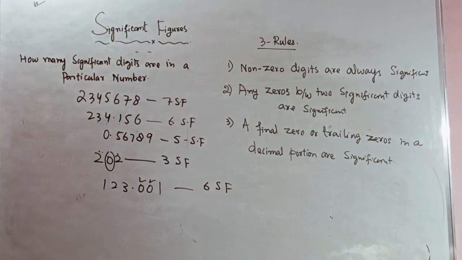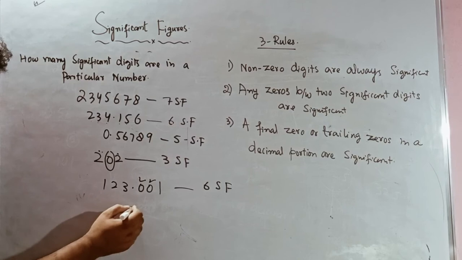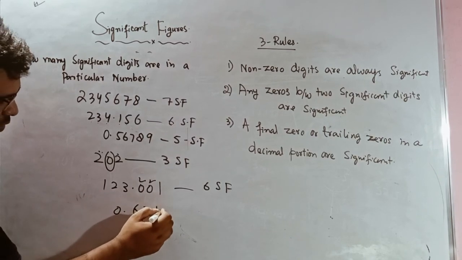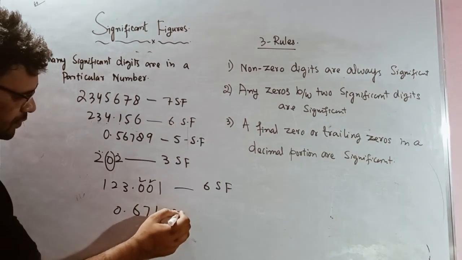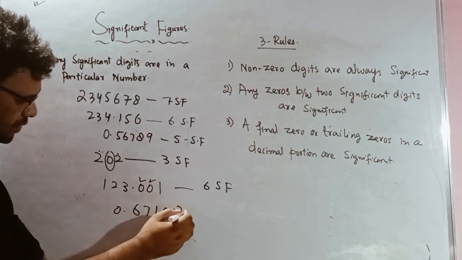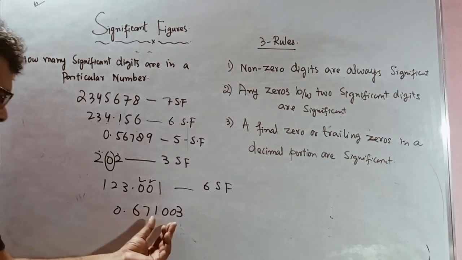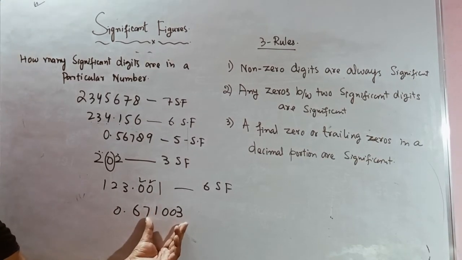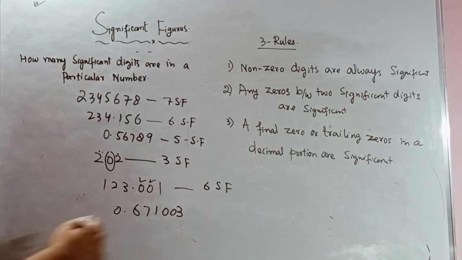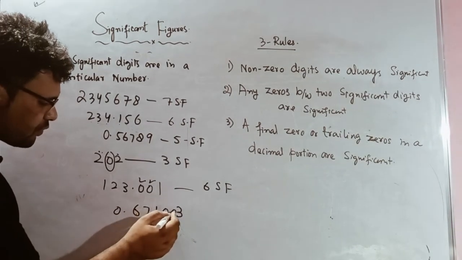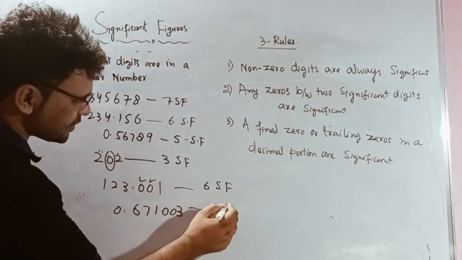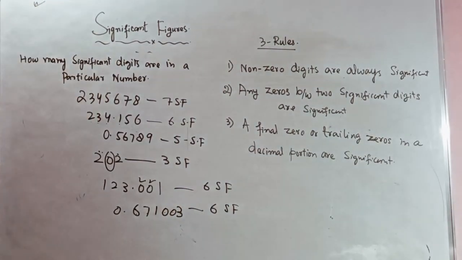And one more example I am giving. If I write 0.671003, you can see these zeros are between significant digits. So these are significant: 1, 2, 3, 4, 5, 6. So I can say here are 6 significant figures. And a few more examples I will give you.